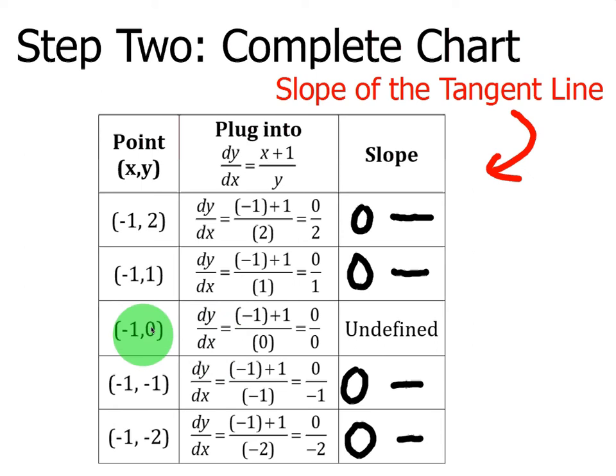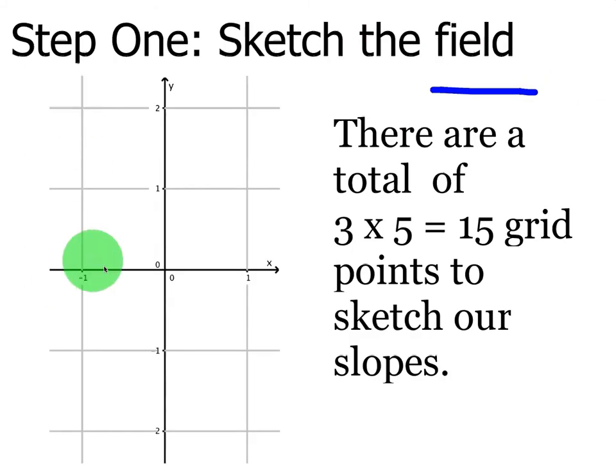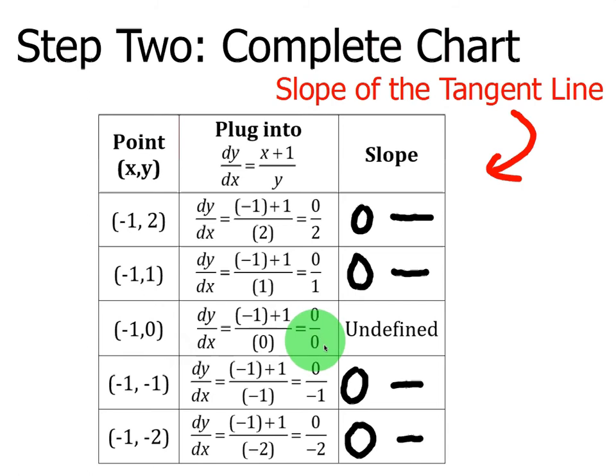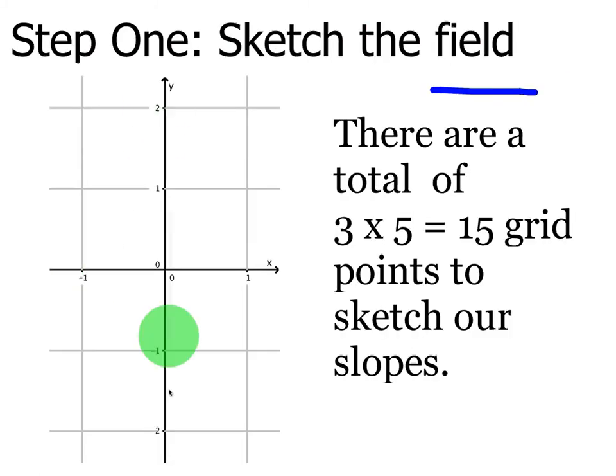However, the middle one at negative 1, 0, we're not going to have just a horizontal line. We are going to have a 0 over 0. So we're not going to put anything at negative 1, 0 because 0 over 0 is undefined, or it's indeterminate. So there will be no slope sketch there. Okay, then I'm going to move to my next column. So I'm going to start at 0, 2, and then work my way down.